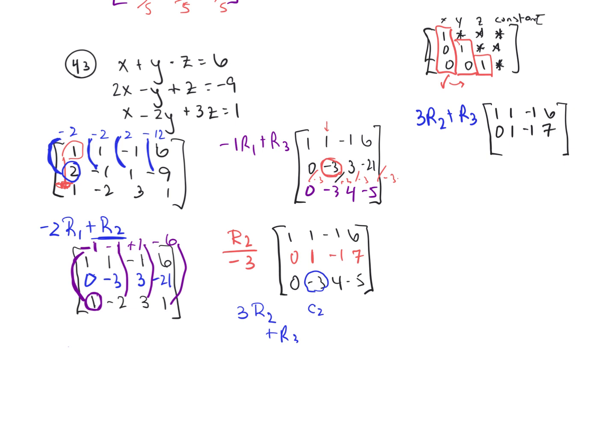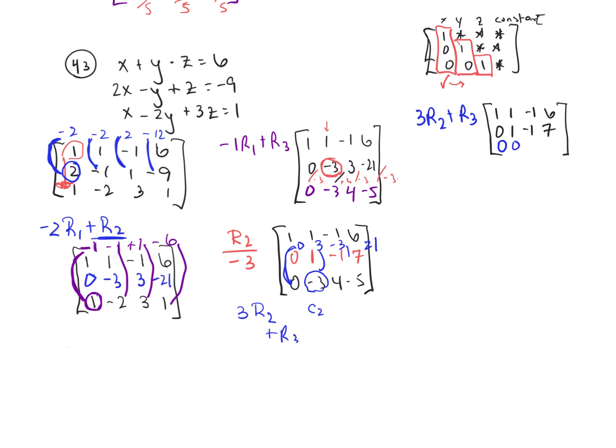So now let's do the math that I said we're going to do. We're going to multiply row 2 by 3. So 0 by 3 is 0. 1 times 3 is 3. Negative 1 times 3 is negative 3. And 7 times 3 is 21. And then we're going to add those values to row 3. So 0 and 0 is 0. 3 and negative 3 is 0, which is exactly what I wanted, so I'm very happy.